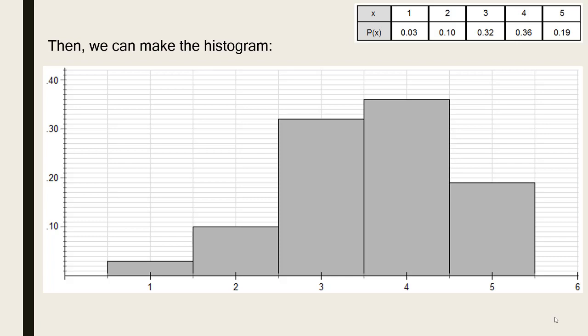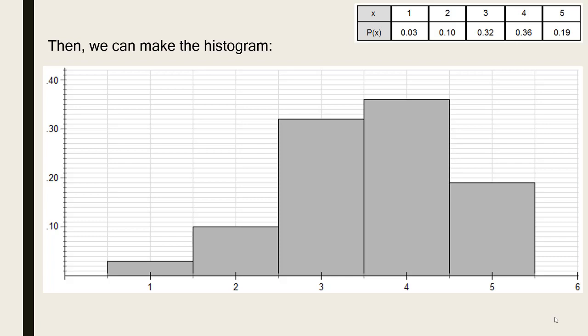And the height of our bars represents the probability. So you'll see that that bar at 1 only goes up 0.03, whereas the bar at 2 goes up to 0.10. The bar at 3 has a height of 0.32, and the bar at 4 has a height of 0.36, and then we dip down at the bar of 5 to a height of 0.19. So this would be your probability histogram.